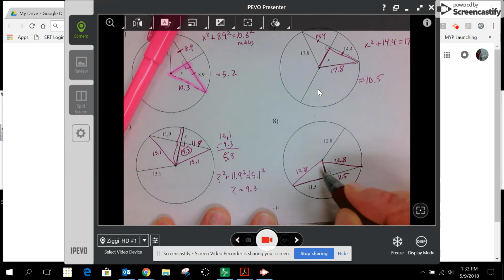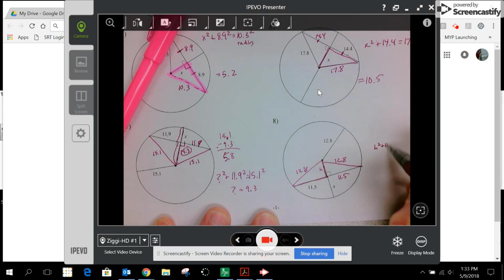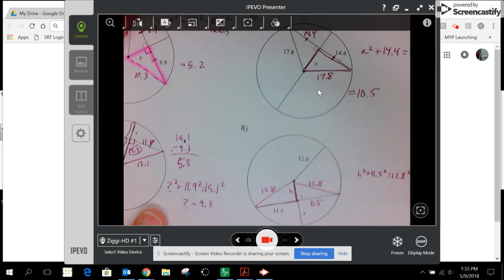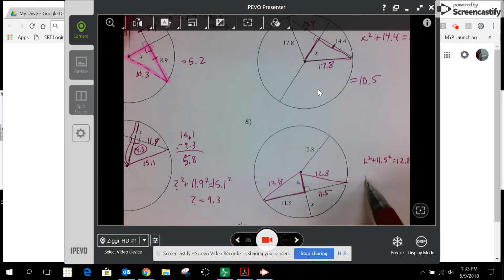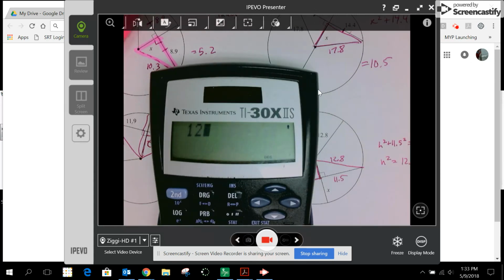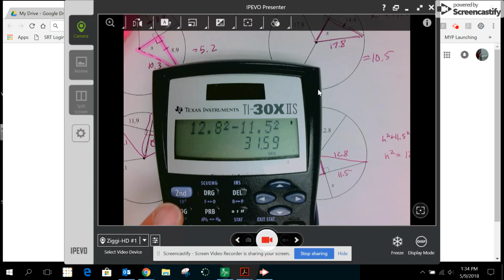12.8 squared minus 11.5 squared, square root of what I get, 5.6. So if the radius is 12.8, take away 5.6, 7.2 is my space out here. Other things that you could be asked is to find the area of a triangle here. Well, if you want to find the area of the whole thing, you know the base, you know the height. But the whole key is write the radius, write the radius.